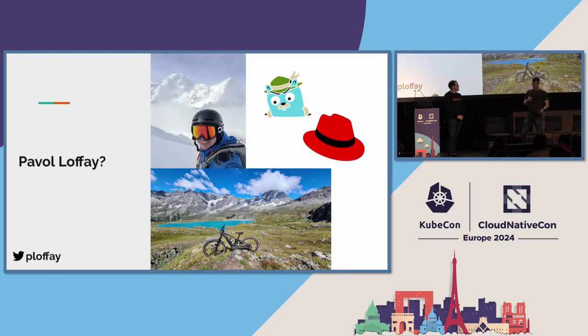My name is Pavol. I'm a software engineer at Red Hat. I'm a Jaeger maintainer and also a maintainer of the OpenTelemetry operator and the Grafana Tempo operator. In general, I contribute to the observability projects in the CNCF. Based in Switzerland, when I'm not working, I'm usually in the Alps doing some freeride skiing or mountain biking. And with me is Jonah.